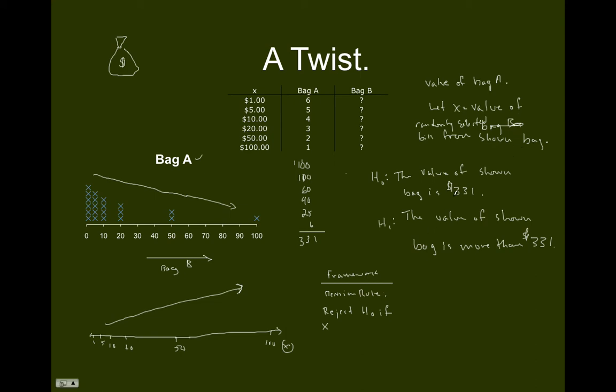So now, since I established a way of sampling, this is a good moment to point out that how we sample affects what the variable can be, and it affects how we create the framework for the decision based on our null and alternative hypothesis. So there's a lot of critical thinking that goes into setting up the math and the hypothesis and how we're going to make the decision. In any case, now I have it correct. X is the value of a randomly selected bill from the shown bag. Okay, because we don't know if it's bag A or it's bag B. That's what we're trying to figure out.